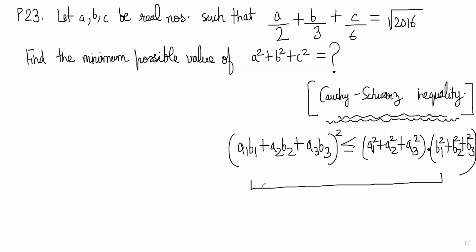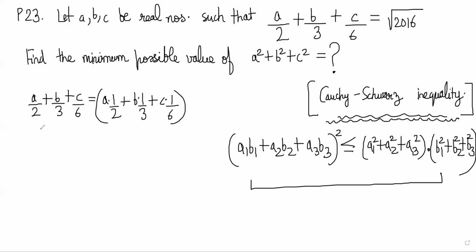The way to do it is applying Cauchy's inequality here. So you can think of A by 2 plus B by 3 plus C by 6 as A into half plus B into 1 by 3. Sir, is it 1354752? No, again, it's too big. Your numbers are coming too big. We have to find the minimum possible value of this. Check your calculations.